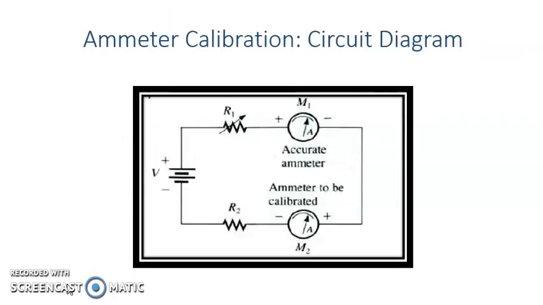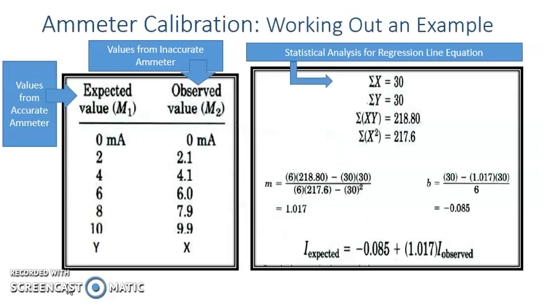So we are going to construct this circuit and we are going to vary the voltages. Correspondingly, we are going to have different values of currents from both the meters, that is M1 and M2. So one set of reading will be from the accurate ammeter and the other one will be from the inaccurate one, that is the ammeter that we need to calibrate. So here are the values that have been obtained.